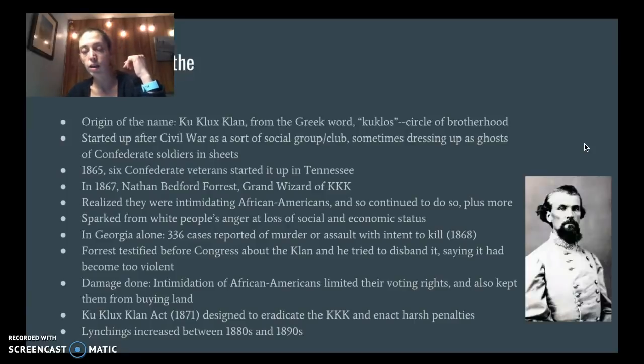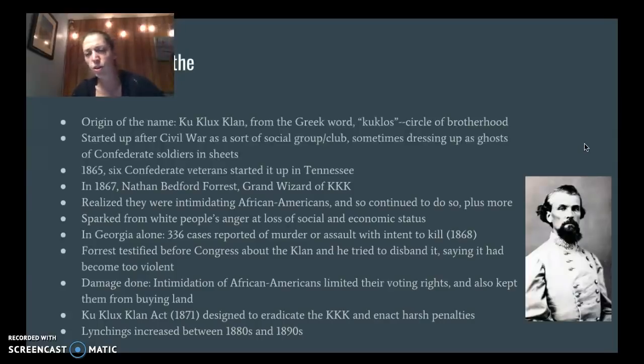And basically, they recruited a lot of people who were white and who were angry because they felt like they were losing their social status and they were losing money. And they were afraid of losing jobs to African Americans too, at least the poor whites were. And so they started joining up.